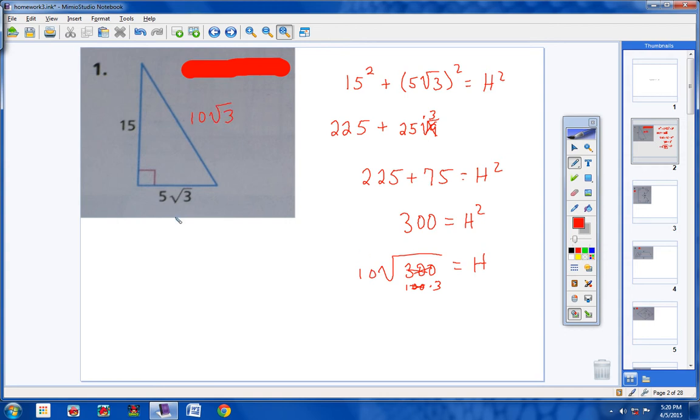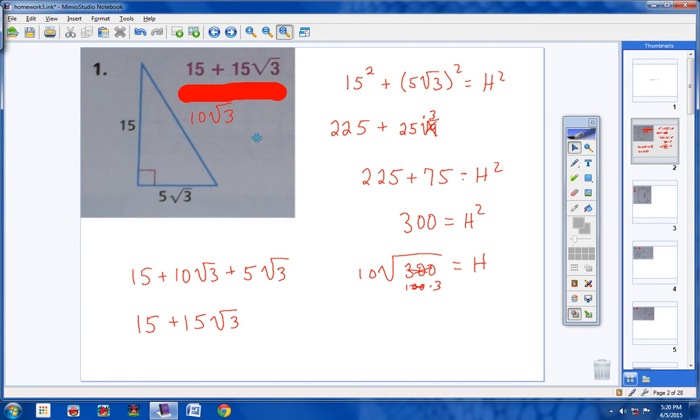So students, what we really have here is 15 plus 10 square root of 3 plus 5 square root of 3. So bring down your 15, and then positive 10, positive 5 is positive 15 square root of 3, okay? You do not add the square root of 3, you just bring it down and put it with your 15. So that would be your answer. The perimeter is 15 plus 15 square root of 3. Alright, number 2.